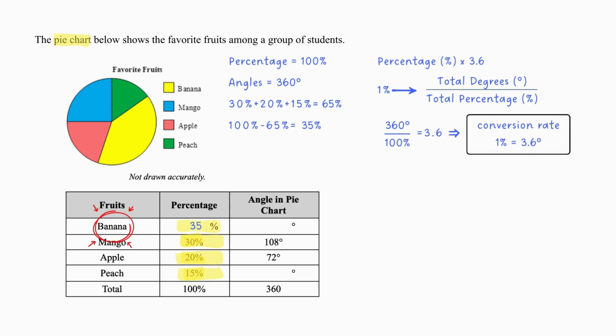Take your banana percentage, 35%, and multiply by 3.6. 35 times 3.6 is equal to 126 degrees. So the angle for banana is 126 degrees. We do the exact same with peaches. We know peach is 15%, so multiply the percentage by 3.6. 15 times 3.6 is equal to 54 degrees. So, the angle for peach is 54 degrees.